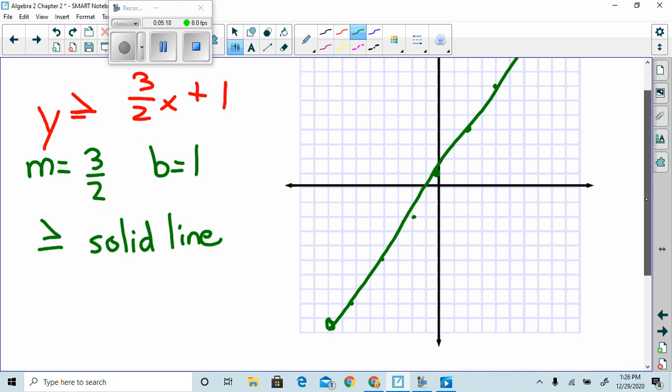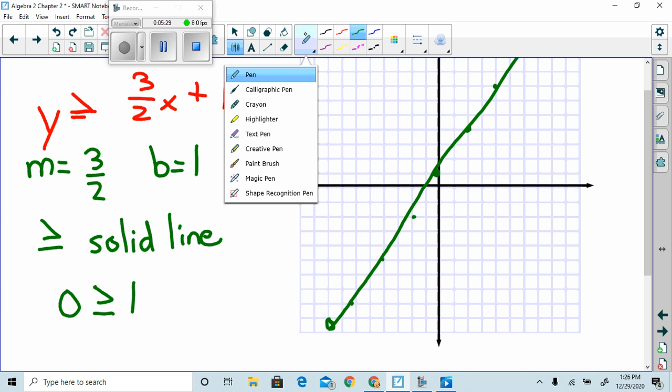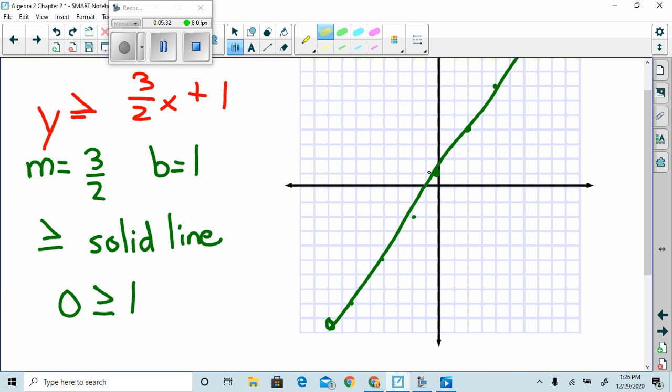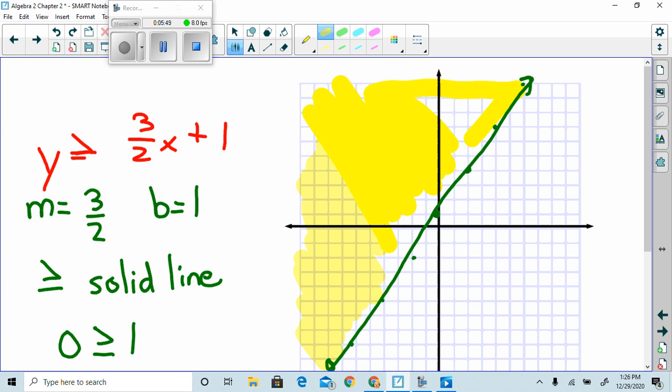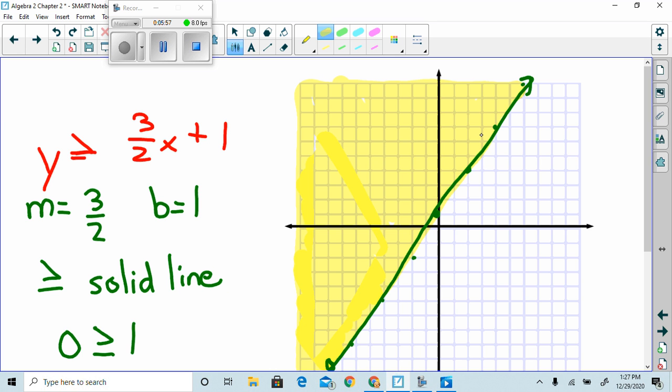On to the shading. Testing out the point 0, 0, it says that 0 is greater than or equal to 1, and that's a false statement. So I'll get out my highlighter here and I'll shade everything away from the origin. 0 greater than or equal to 1 is false, so that means the origin is not part of it. Okay, I hope you're starting to see the pattern, and again, that also means that all the points on that line are possible solutions. And there's our graph.